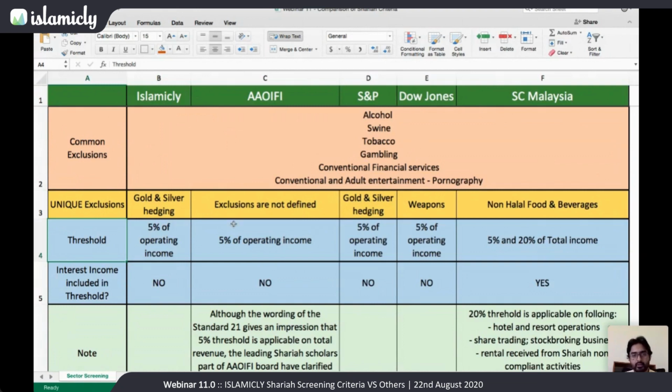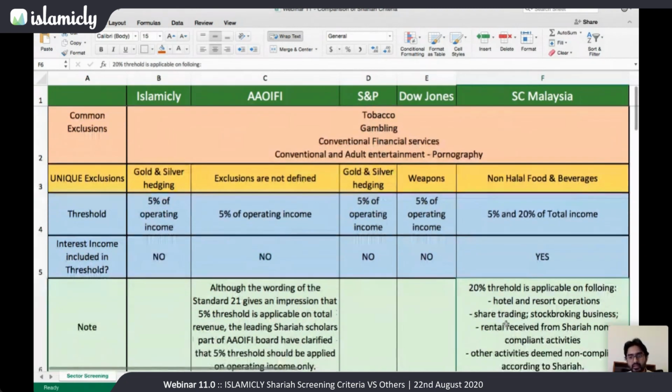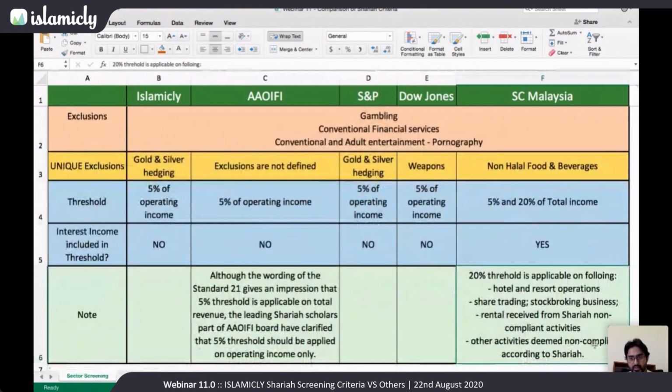A similar threshold applies for AAOIFI: it is 5% of operating income. S&P as well is similar. Dow Jones is also similar. Now, SC Malaysia has a different view of looking at things. They have categorized things into two parts. For certain items they allow a threshold of 5%, whereas for some other items they allow a threshold of 20%. I've listed down what these 20% thresholds are in this part. So the 20% threshold is applicable on the following.